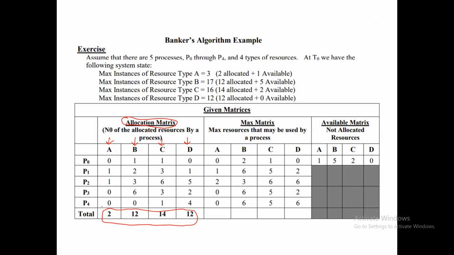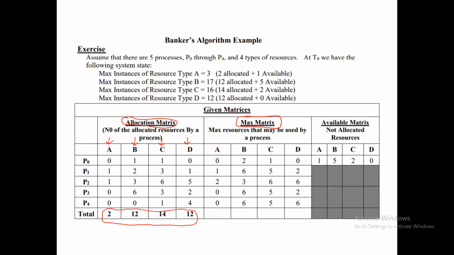For a process to be able to complete its execution and release those resources, we will require a maximum allotment. By the way, all these are matrices. So this is the maximum matrix that is given to us. It defines the maximum resources that may be used by a process. For instance, P1 requires type A 1, type B 6, type C 5 and type D 2. So this is the maximum requirement matrix.